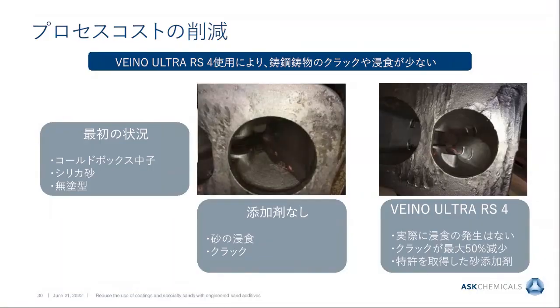This is an example of a steel casting. Initially, it was produced in cold box cores with silica sand and uncoated condition, but there was a lot of sand erosion and hot tears, as you can see on the left picture. Then we introduced our Reno Ultra RS4, and we have seen that there's practically no erosion anymore and up to 50% less hot tears.